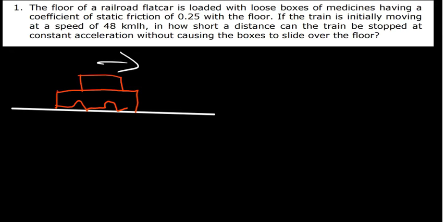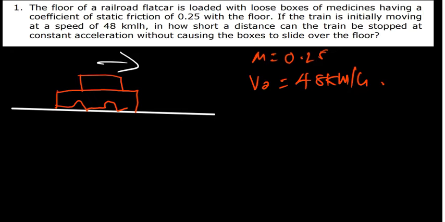Now we are trying to find the distance. Initially we can see that we have the mu value to be 0.25. What else do we know? We can also see that we have the initial velocity. The initial velocity is 48 kilometers per hour.